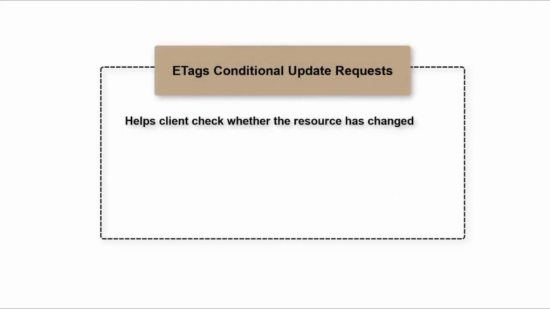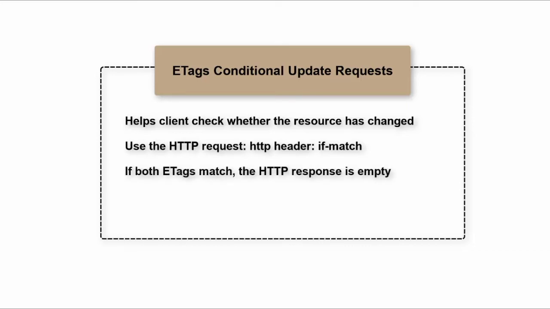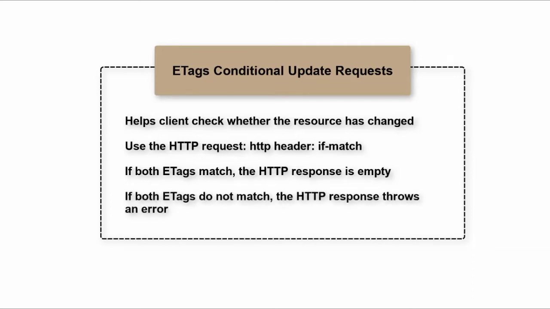If Etags are used for conditional update requests, the client can check whether the resource has changed. The data will not be updated if the Etags sent by the client do not match. Use the HTTP request header If-Match. If both Etags match, the HTTP response will be empty and the HTTP status code is 204. If both Etags do not match, the HTTP response contains an error message. The HTTP status code is 428, precondition required.